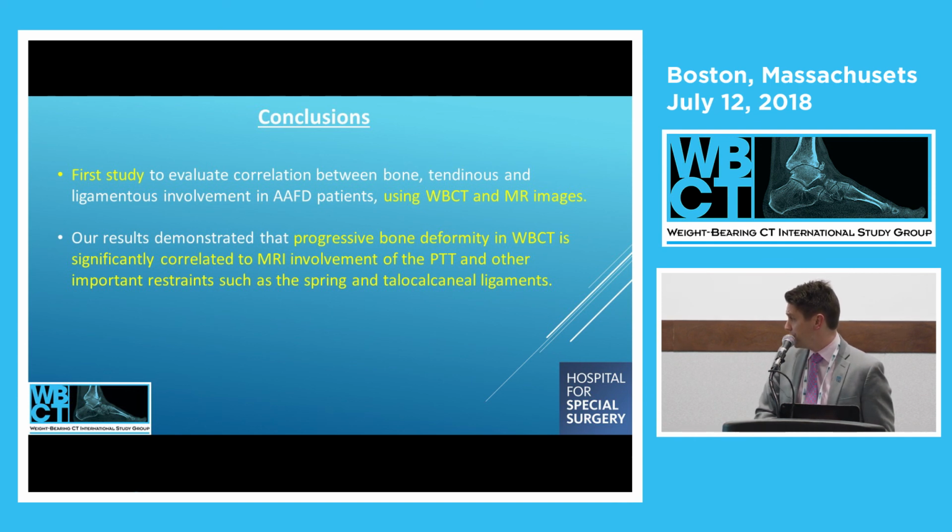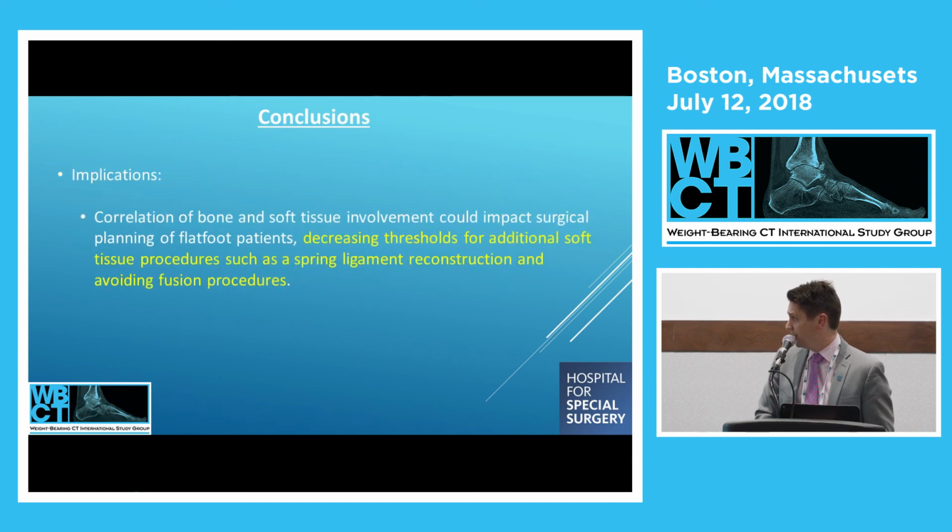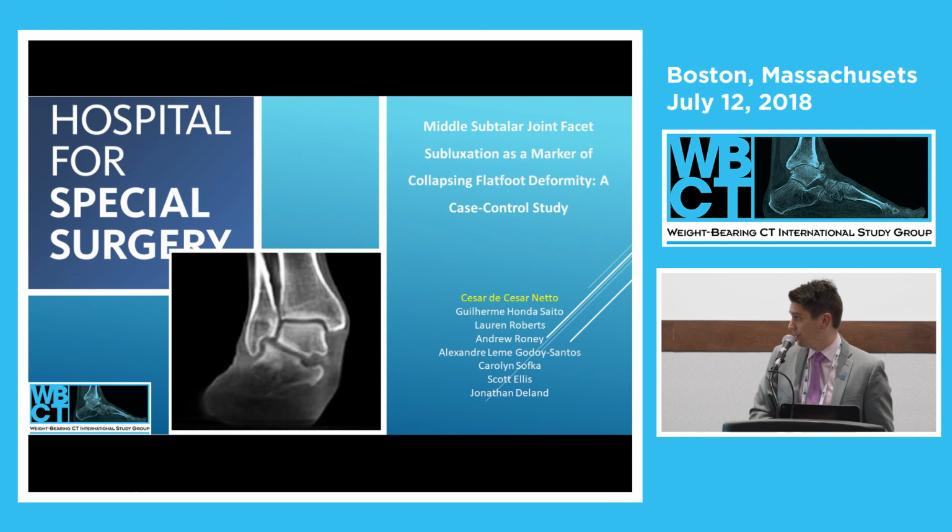But in this situation we found that MRI involvement of the posterior tibial tendon and other important ligaments, even more importantly than the posterior tibial tendon, interosseous and spring ligament were correlated with these measurements, and the implications we already discussed. That we hope that we can bring the threshold for soft tissue procedures such as spring ligament reconstructions or deltoid repairs, or unfortunately we don't have very good techniques for interosseous reconstruction, but maybe we can avoid fusion procedure in this subset of patients with flat foot deformity.